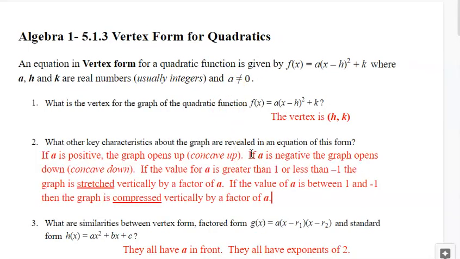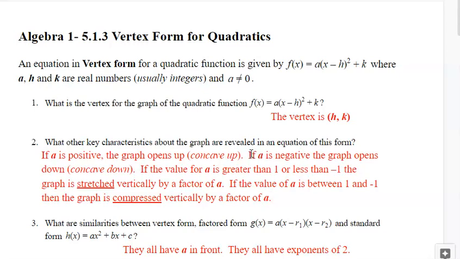All right, let's start with the first one. The vertex of the quadratic function is (h, k). That's because x minus h means the graph is moving right h if h is positive and left h if h is negative. So it's a horizontal translation. And then plus k is telling you to move the graph up if k is positive and down if k is negative. So the vertex is (h, k). It's right h and up k, or left and down if they're negative.